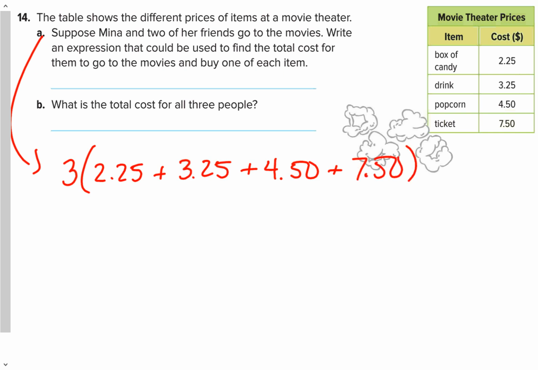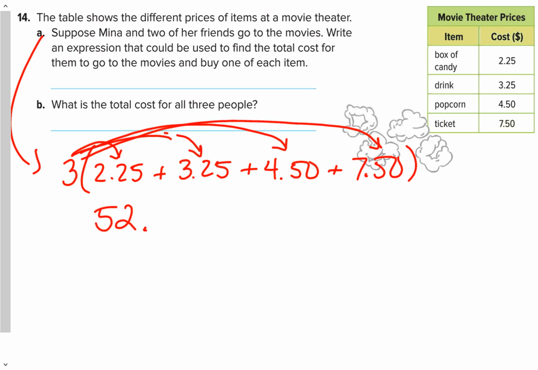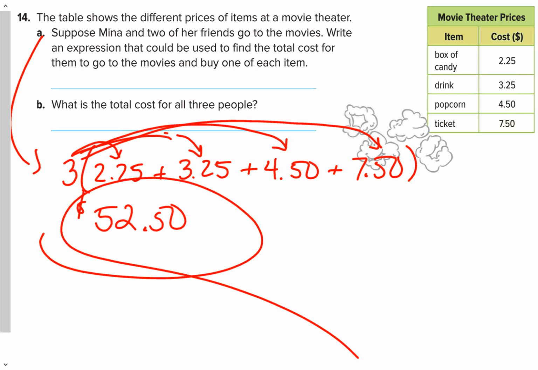Okay, and this is the expression that you would write. All you would have to do is distribute the 3 for all of them and multiply it all out, or, you know, you can add them all up and then multiply it by 3. Either way, the answer is going to be $52.50.